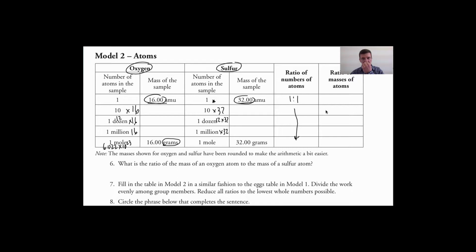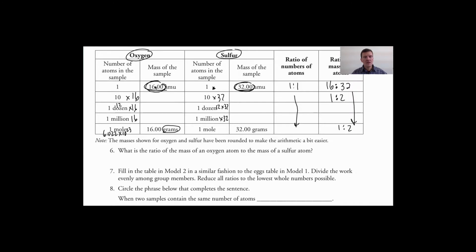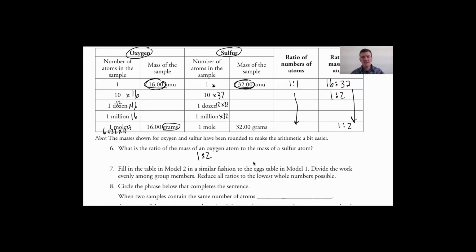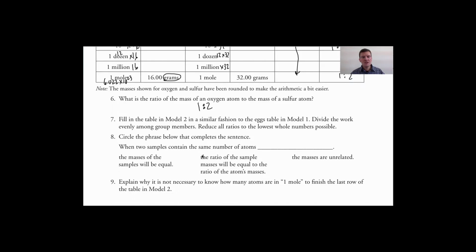And let's look at the ratio of the masses. 16 to 32. So 16 to 32 is a 1 to 2 ratio for all of these. All of them are 1 to 2. The sulfur is twice as heavy as the oxygen. So any quantity of sulfur is going to be twice as heavy as the same number of oxygen atoms. One to 2 ratio. Fill in the table in Model 2. We just did that.